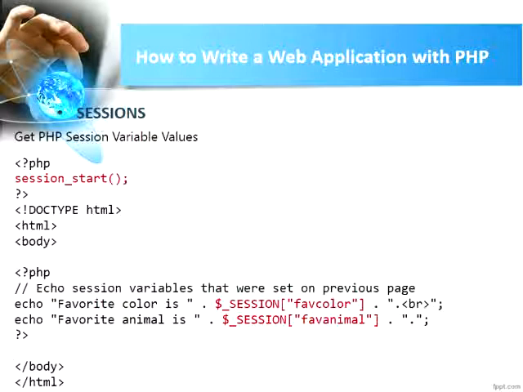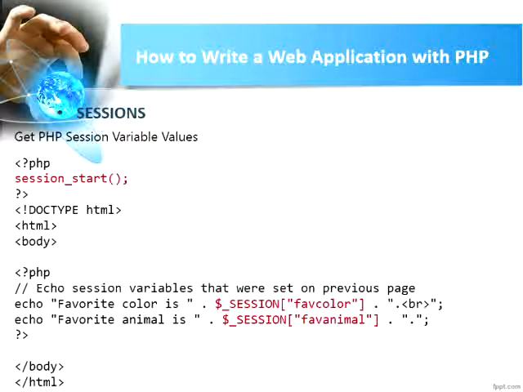So if we want to get PHP session values, we use session_start, and after that we write echo: favorite color is $_SESSION favcolor. Favorite animal is $_SESSION favanimal.